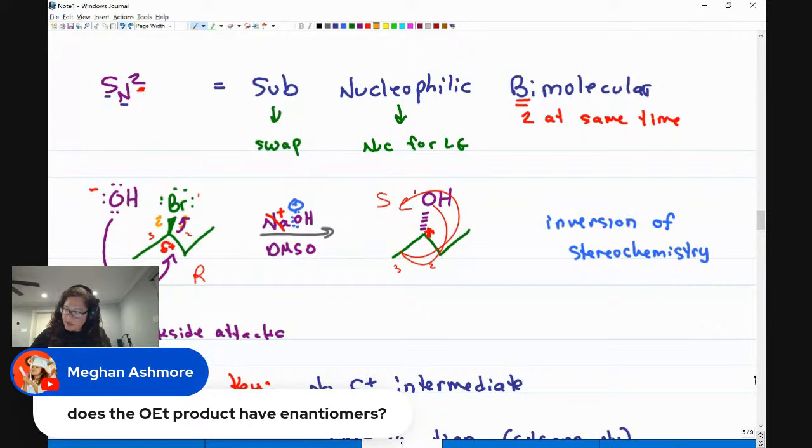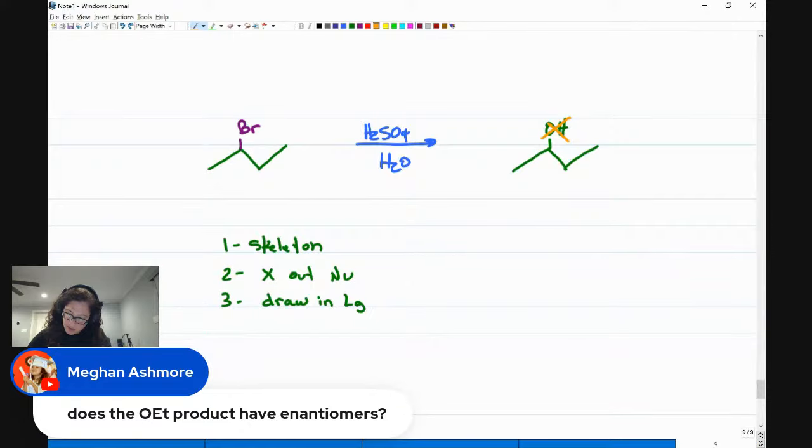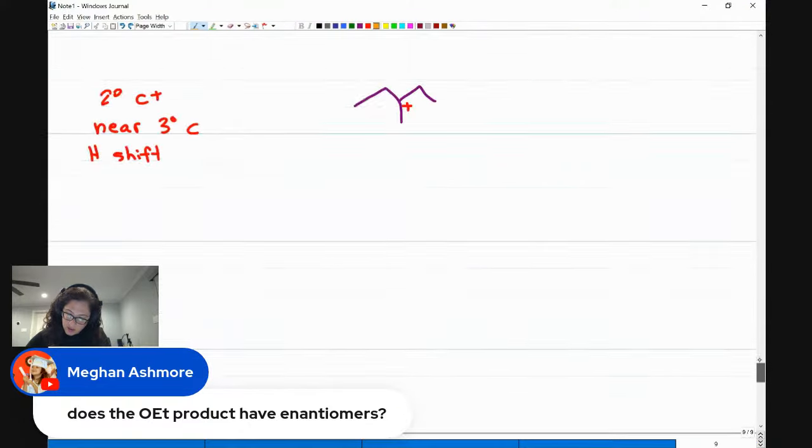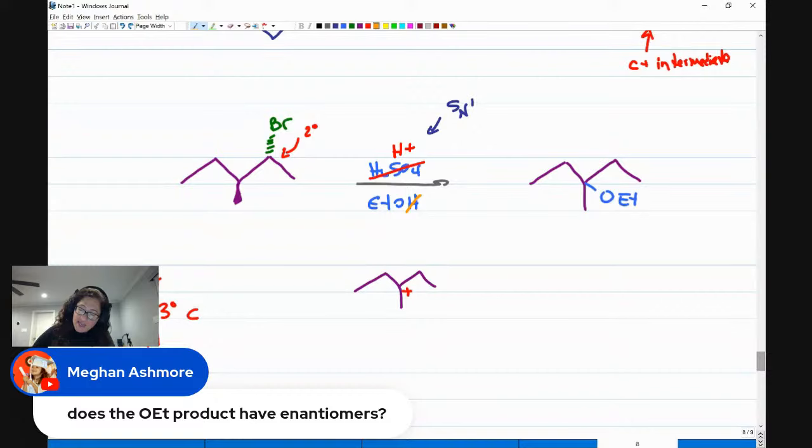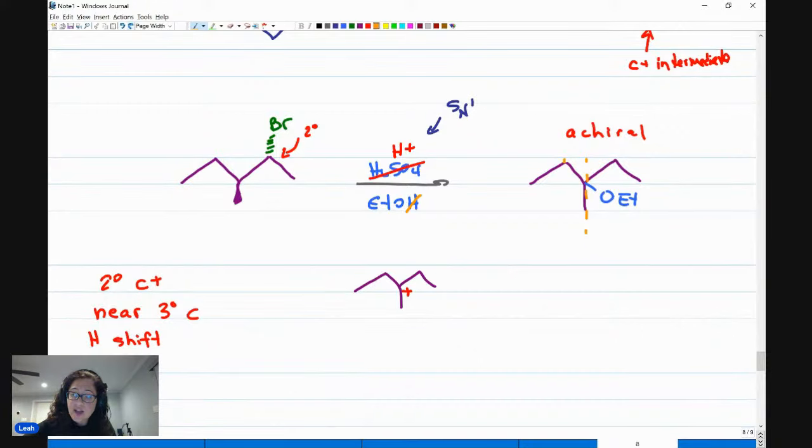Question, does the OEt product have an enantiomer? OEt product, that was this one. In this case, no. Because the product is achiral due to the fact that there is symmetry going down the middle. Now, if I had something else going on here, then yes, I would have had racemic because the carbocation intermediate is sp2 hybridized.